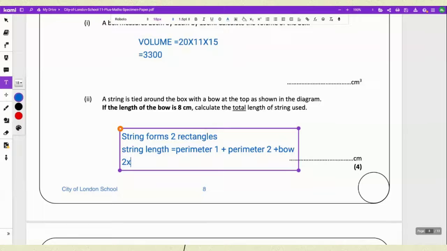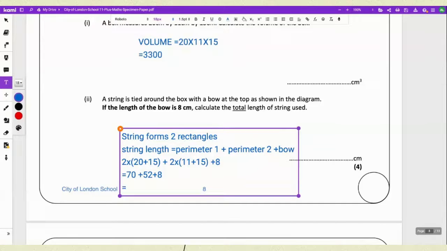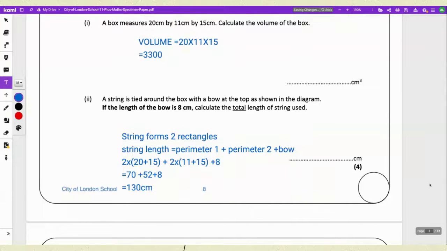That would be 2 multiplied by 20 plus 15 plus 2 multiplied by, try to open the brackets now. That's 70 plus 52 plus 8. And when we add them all up, we get 130 centimeters. That's your answer.